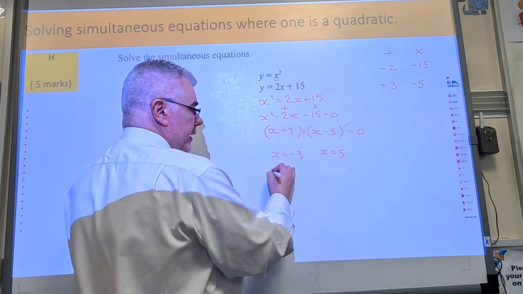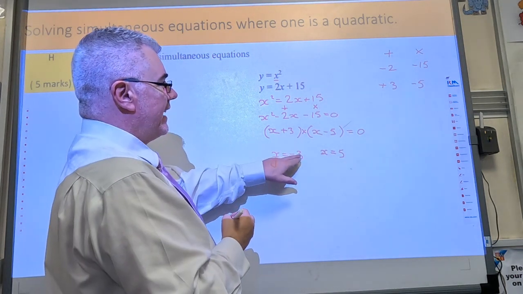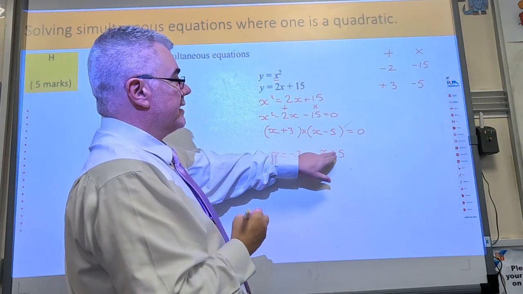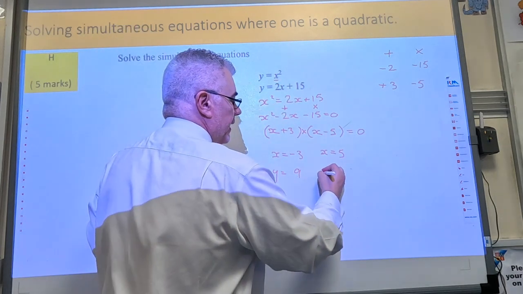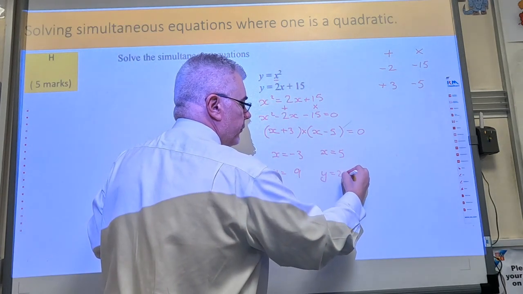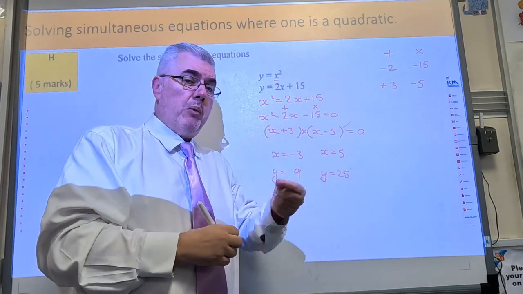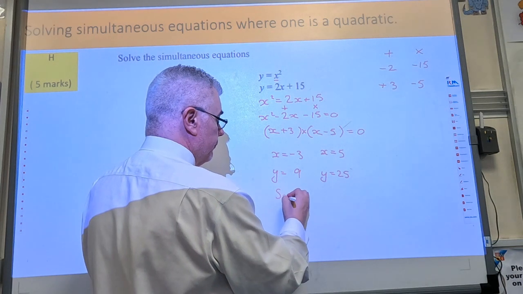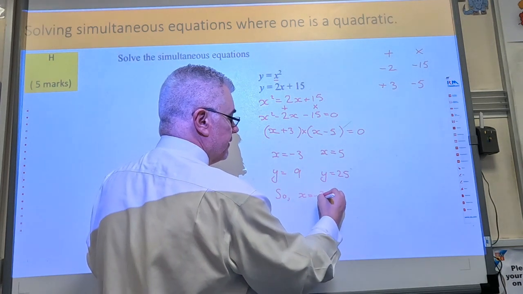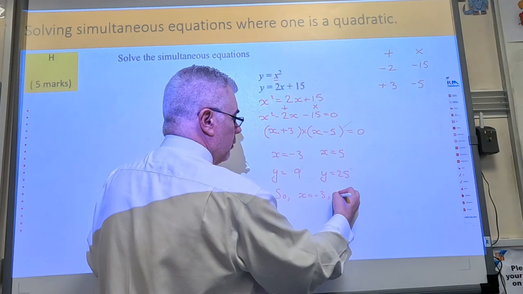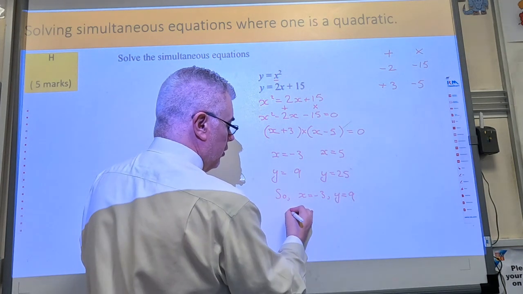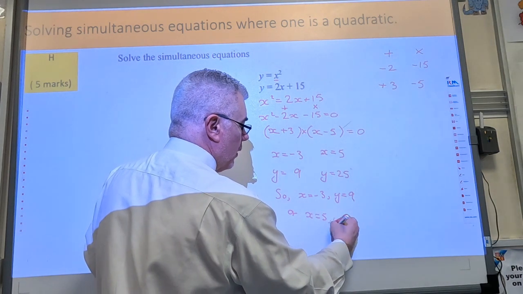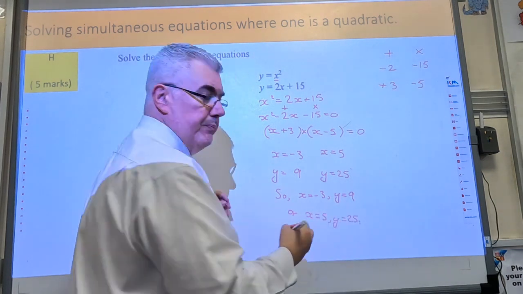I just need to find my y values now. When x is -3, -3 squared is 9. When x is 5, 5 squared is 25. You need to make it very clear in the exam which pair go together. So I'm going to put it on a separate line. I'm going to say, so, x equals -3, y equals 9, or x equals 5, y equals 25.